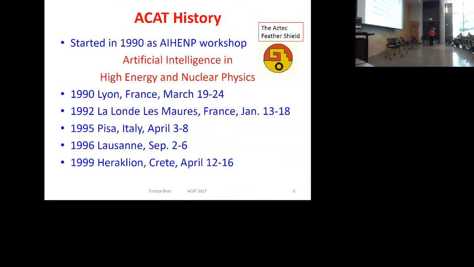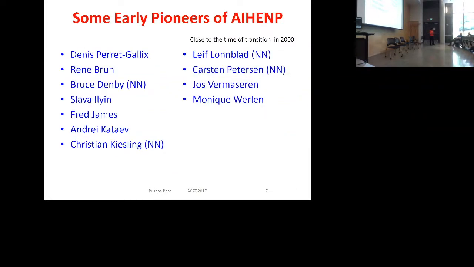So the history, you have already heard about the Aztec feather sheet, so I'm not going to mention that again. So this started in 1990 as the AIHENP workshop. Now tell me, is ACAT better than AIHENP or not? It was artificial intelligence in high energy and nuclear physics, first held in Lyon, France, and then it was held in 1992, 95, 96, and 1999 in those places. Then in 1999, of course, we offered to have the workshop in the US at Fermilab, and that's how after 1999 it became ACAT.